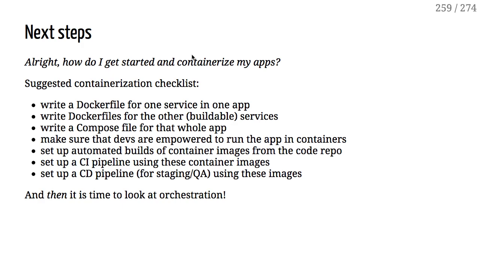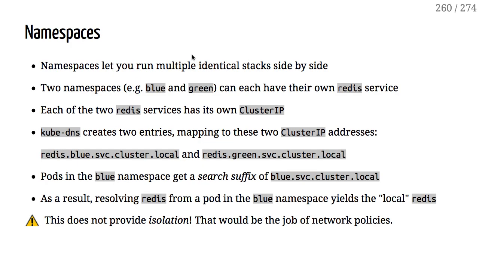Then we can use that for CI and for QA and testing environments. It's a really good way to set up a CI pipeline. Then we can set up a CD pipeline, but for staging and QA. Don't deploy straight to production in containers on day one, but you can do that for testing environments because that's low risk. And then you can start looking at orchestration. So then you can start looking at Kube deployment options, things like that.